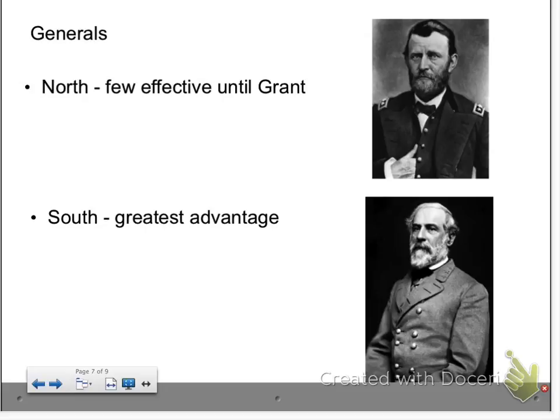Okay, so each side had their own strategy on how to fight the war.